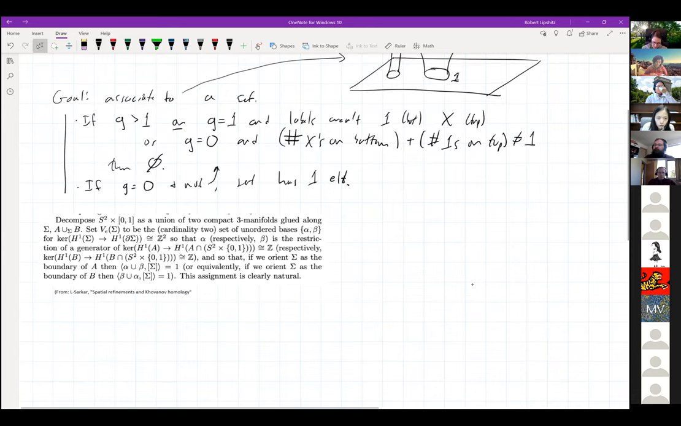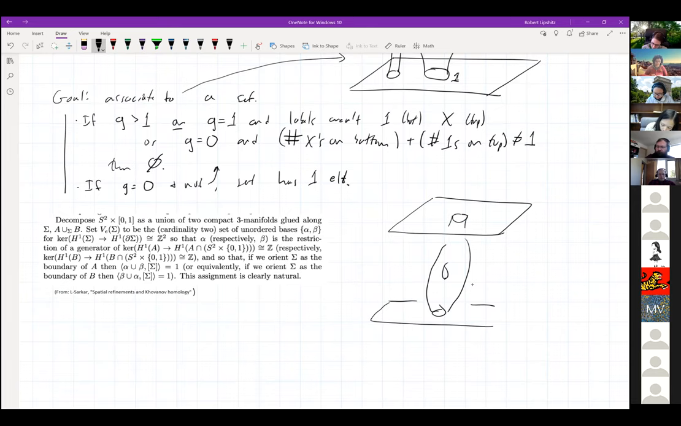Decompose S2 cross CO1 as the union of two compact three manifolds glued along sigma. Let's just have the local piece of this picture again. So two compact submanifolds glued along sigma. Maybe A will be the outside and B will be the inside of sigma. It's like you took a checkerboard coloring.